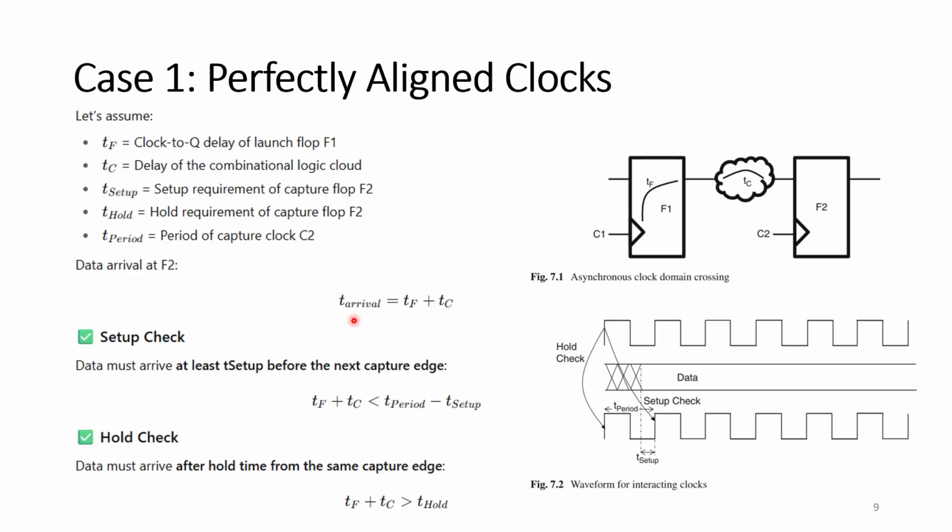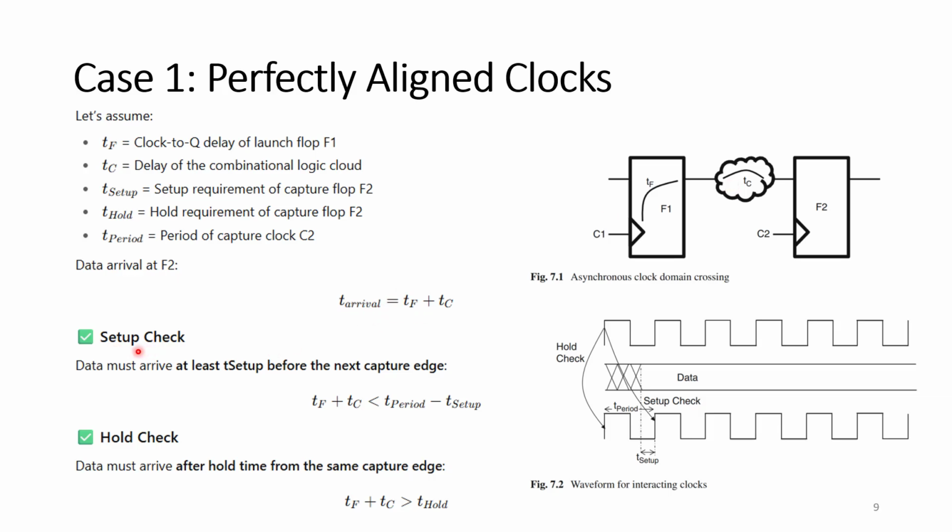Now here we need to understand the terminology called arrival time and required time. So arrival time is the clock to Q delay followed by the path to the input pin of flop 2. That is TF plus TC, which gives arrival time. So arrival time is TF, that is clock to Q delay, followed by combinational delay, which gives T arrival.